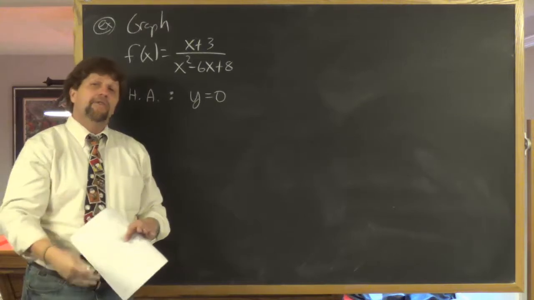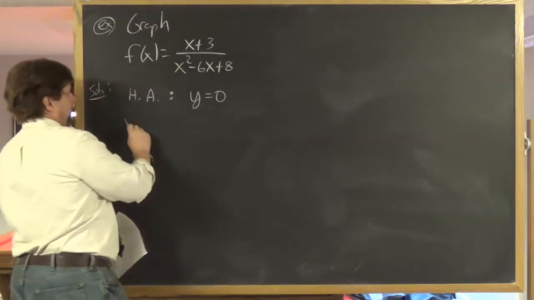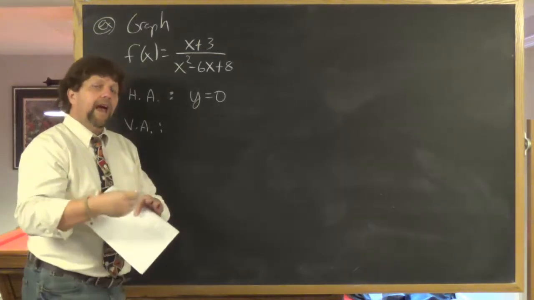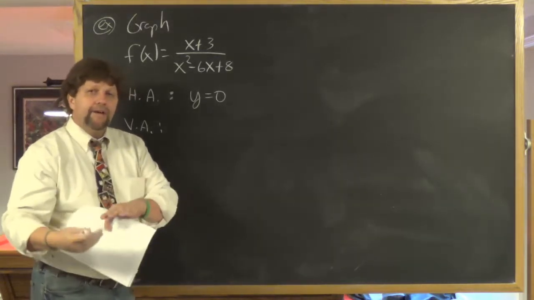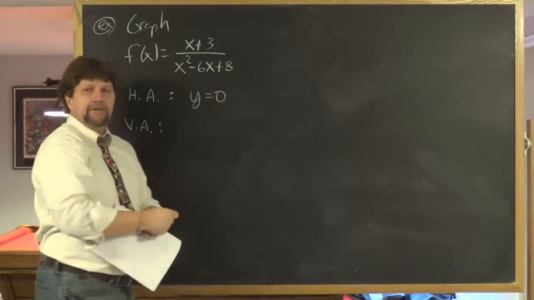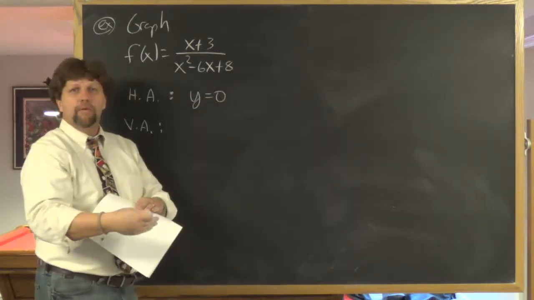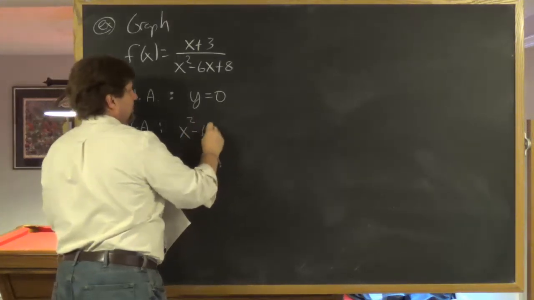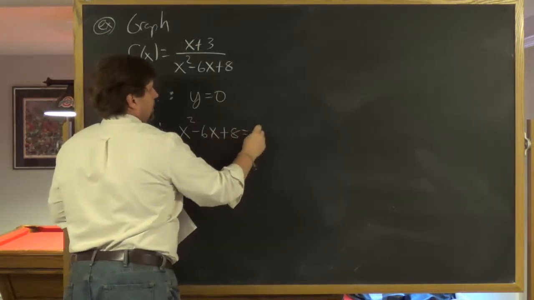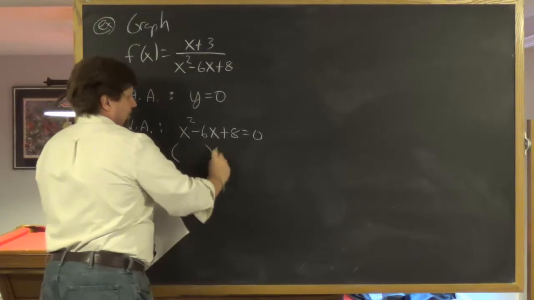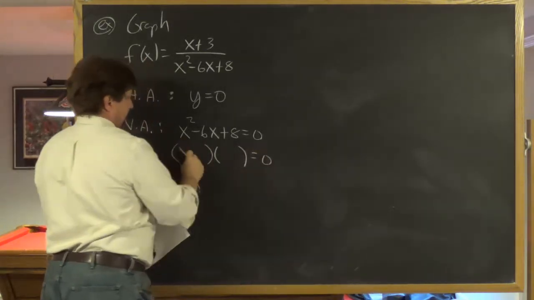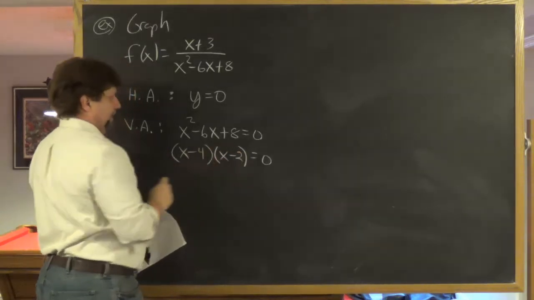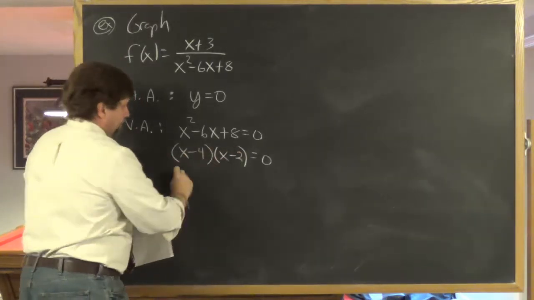Now let's identify vertical asymptotes. So remember, for the vertical asymptotes, the key lies in determining the values of x that make the denominator 0. Matches up with the domain of the function. So let's see what makes the denominator equal to 0. Well, I hope this factors. Let's see, an x here, an x here. It does. Factors to x minus 4 times x minus 2.